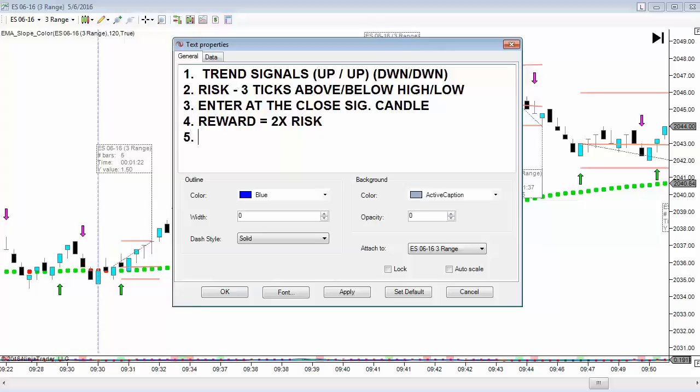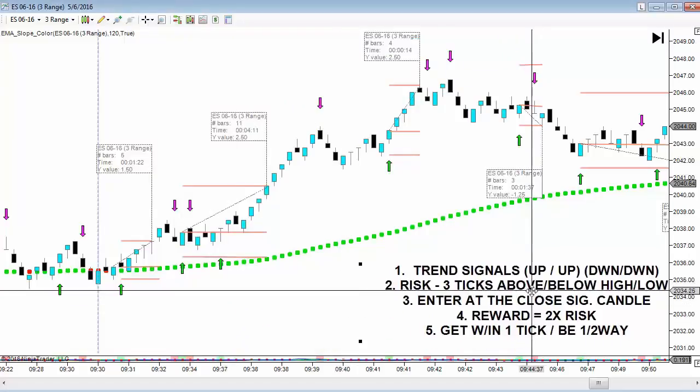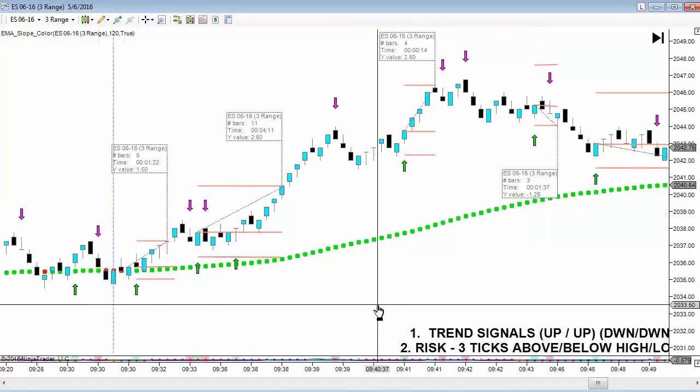And then number 5, if we get within 1 tick of our target, we're going to move to break even halfway. So we'll go halfway to our target with our break even stop as it follows us down. So let's take a look at how, and you can pause this video now and go through this after the fact, but let me kind of go through what that means in terms of real time.